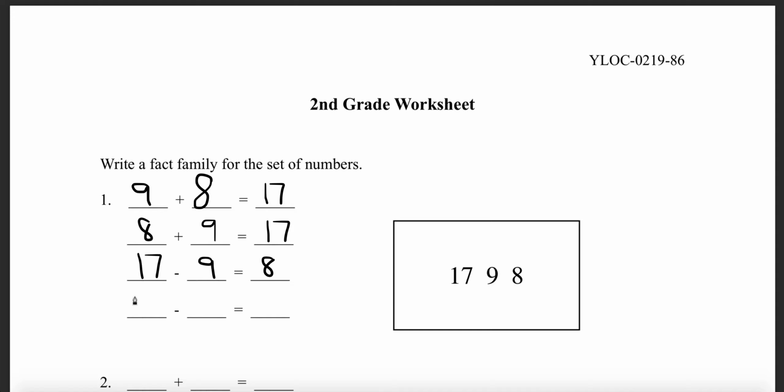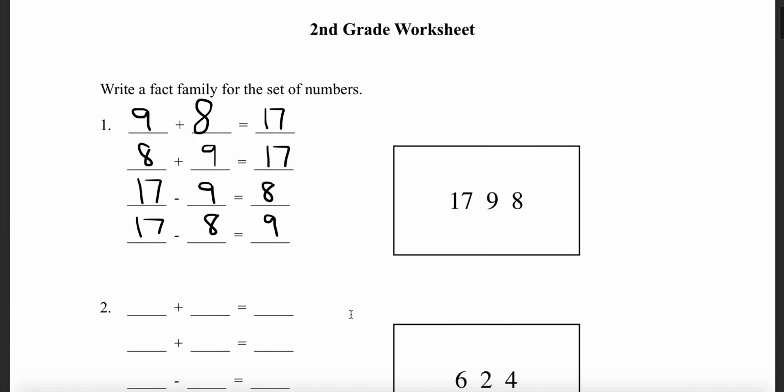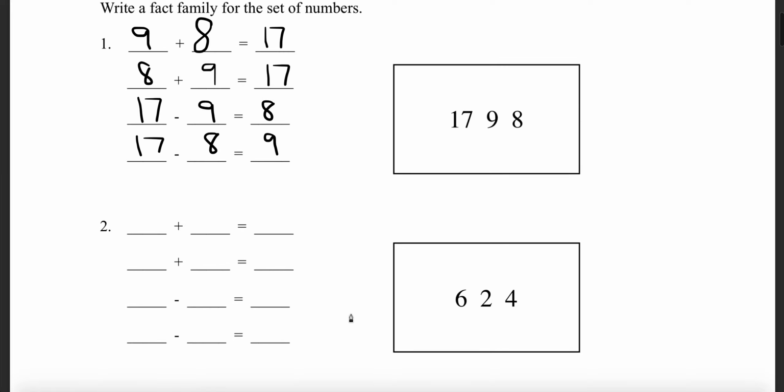In addition, we have to write one more question, and 17 minus 8 is equal to 9. As you could see, all of these addition and subtraction problems are correct, and we could see that our fact family is correct. And I'll do the second question with you guys as well.